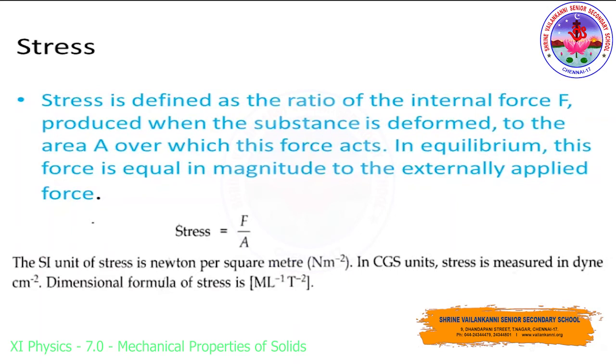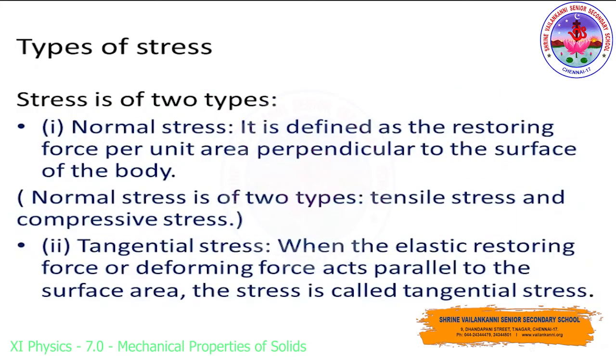Generally, we can say that stress is nothing but the applied force per unit area. Got it? Now, what are the types of stress? This is majorly of two types: one is normal stress, another one is tangential stress. Normal stress is the restoring force per unit area perpendicular to the surface of the body. The normal stress has only two kinds, the tensile stress and compression stress.